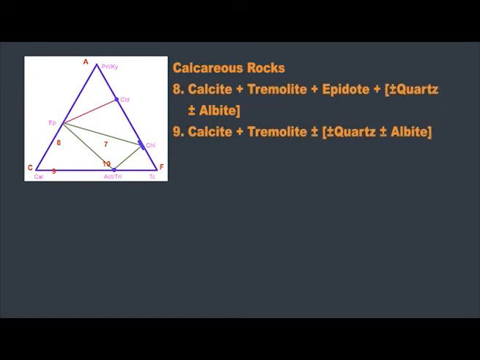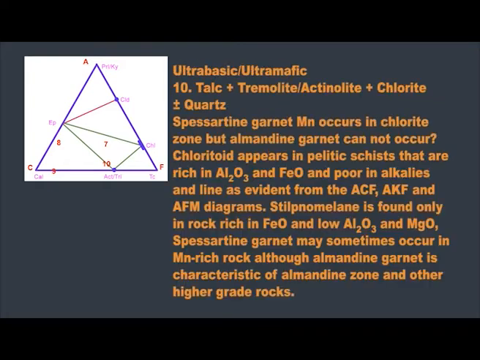Calcareous rocks. Number 8, calcite, tremolite, epidote plus minus quartz plus minus albite. Number 9, calcite, tremolite plus minus quartz plus minus albite. Ultramafic or ultrabasic rocks. Number 10, plus talc, tremolite, actinolite, chlorite plus minus quartz.